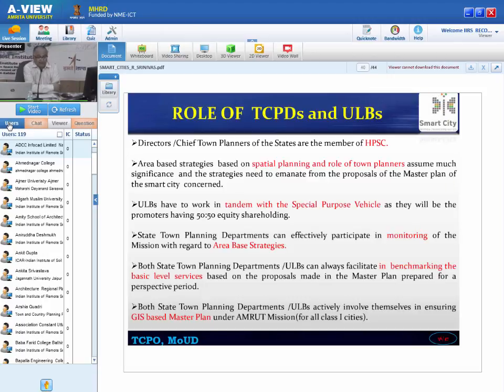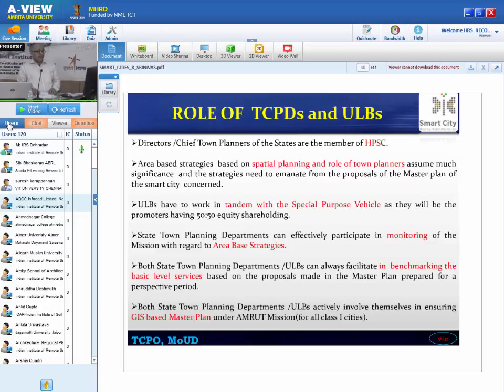Now, in fact, the title of the presentation also says what could be the role of town planning departments and urban local bodies. In fact, I have mentioned that all the directors and chief town planners of the states are members of the high-powered committee at the state level. They must have provided inputs to the proposals, and they have a very important role.